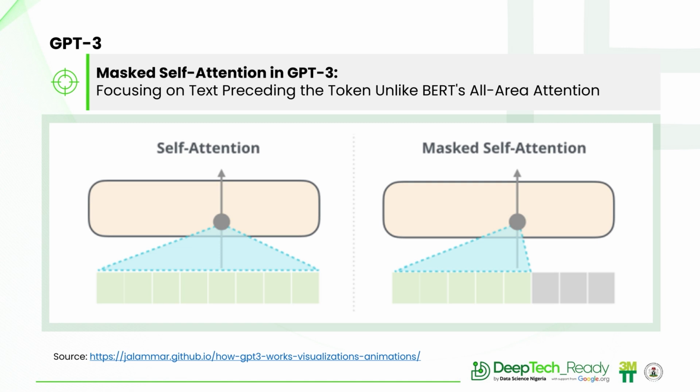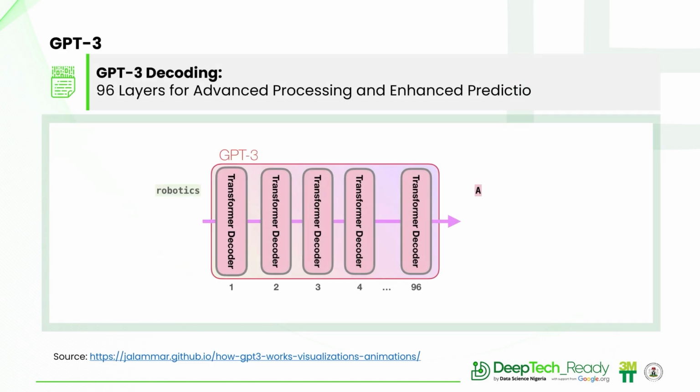GPT-3 has 96 decoding layers, which is double the 48 layers of the largest GPT-2 model. These layers are responsible for processing the input in a series of stages. In the second stage, the model produces a vector that represents the predicted token. In the third stage, this vector is converted into a word, completing the word prediction process. The increased number of layers in GPT-3 allows for more complex and nuanced predictions compared to GPT-2, enhancing the model's overall performance.